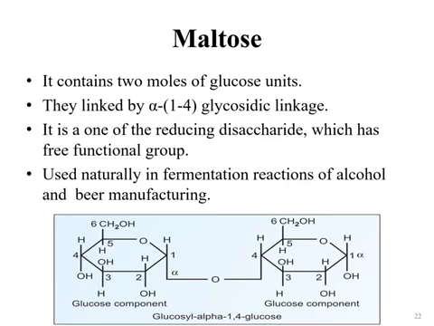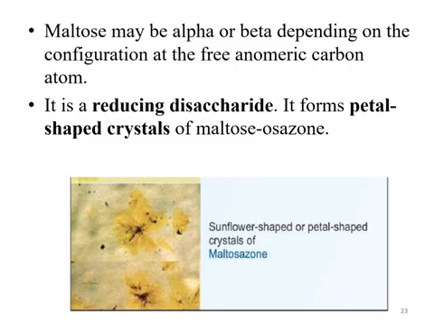which has the free functional groups. So they have a free functional group to get attached with other moieties. They are used naturally in the fermentation reaction of alcohol and beer manufacturing. Maltose may be present in its alpha or beta forms depending on the configuration at the free anomeric carbon atom. It is a reducing disaccharide and it forms petal shaped crystals of maltose osazone.